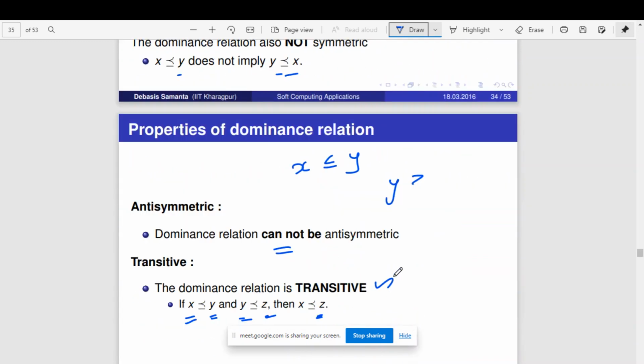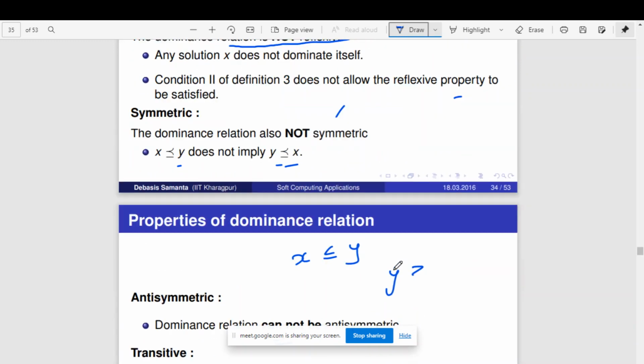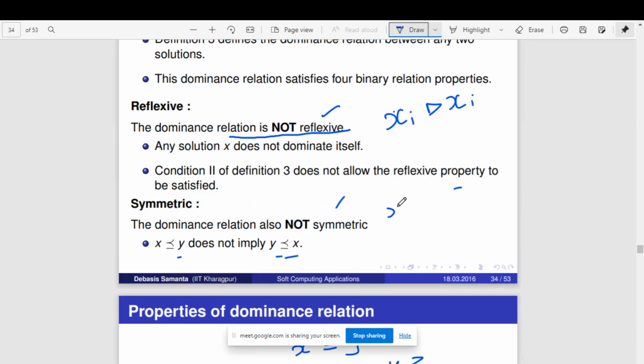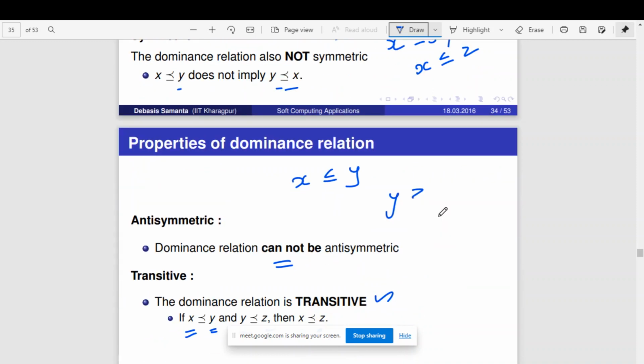What is transitive property? If x is less than y and y is less than z, then it means x is less than or equal to z. Yeah, this is satisfied. So only transitive alone is satisfied.